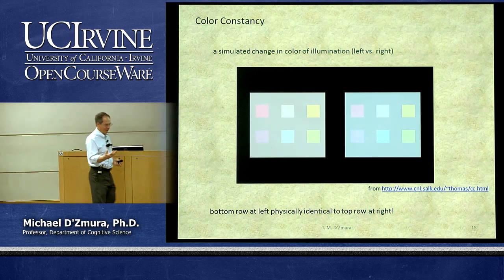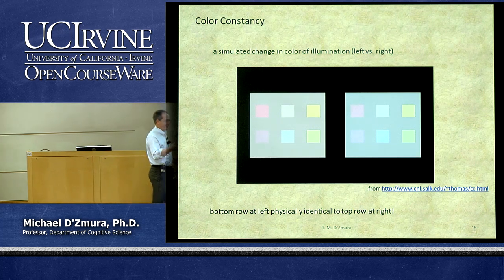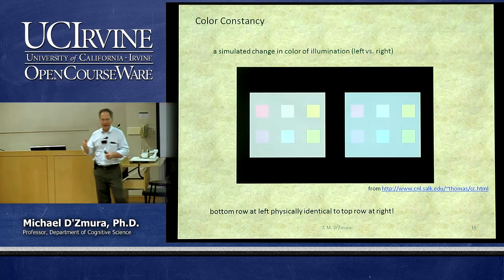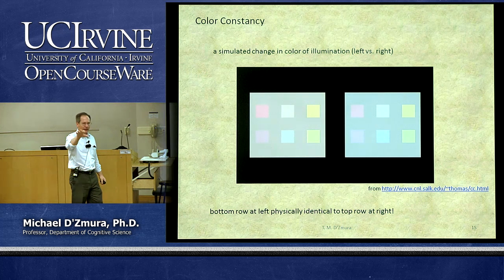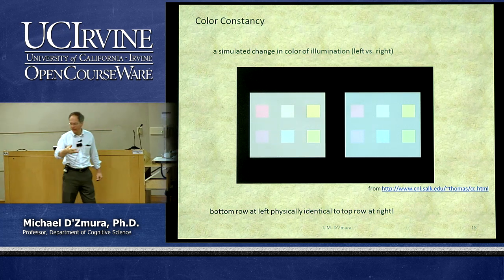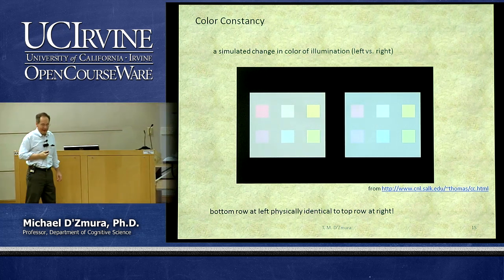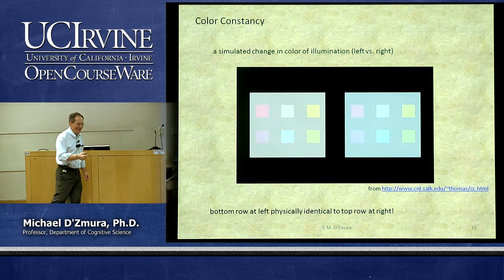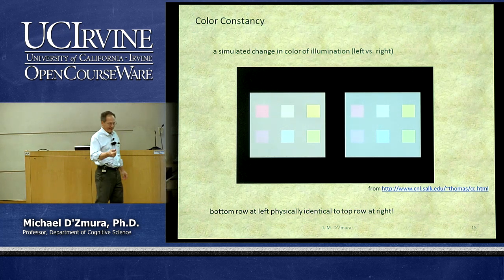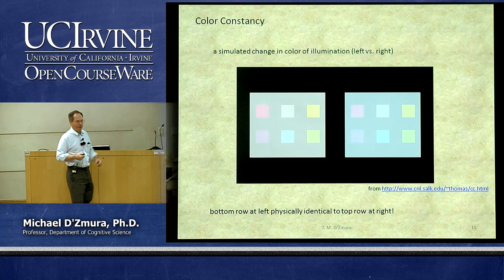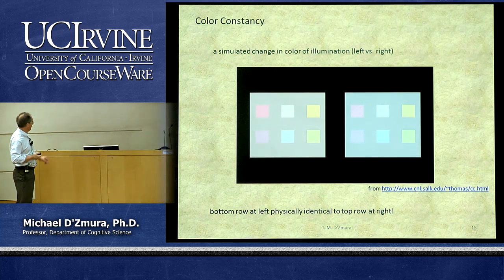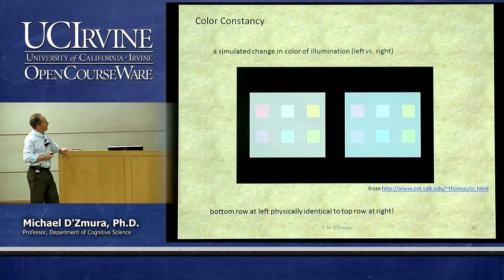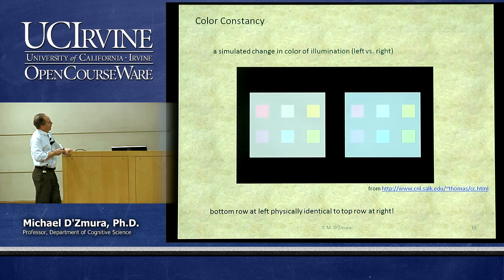This is color constancy. We're not only trying to figure out the lightness of a surface, we're trying to figure out how well it reflects light as we move across the range of visible wavelengths. A red t-shirt reflects red light better than it does green light or yellow light or blue light. That's what we're trying to estimate, how well it reflects light as a function of wavelength. So what we have here is a simulated change in the color of illumination.